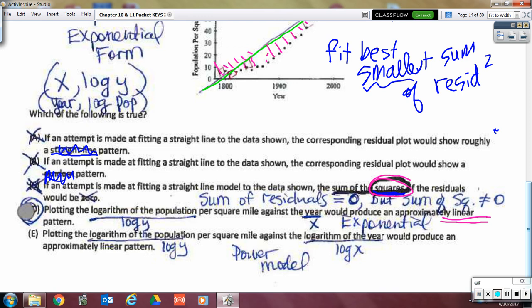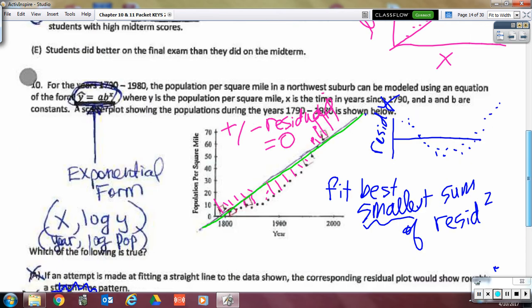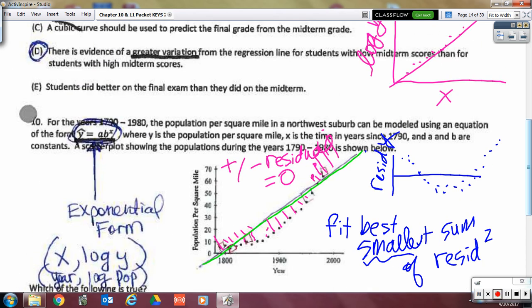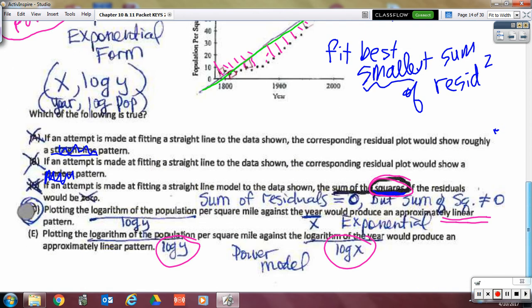Now, look at E. E says if you logged the y and you logged the x's, that would make a linear pattern. We know that's not the case because this was told to us to be exponential. Had they told us the fit is accommodated by predicted y equals ax to the b, which I know is a power model, then I would have answer choice E, because the log x and log y would fit it the best. All right, questions there. Moving on to the last one.